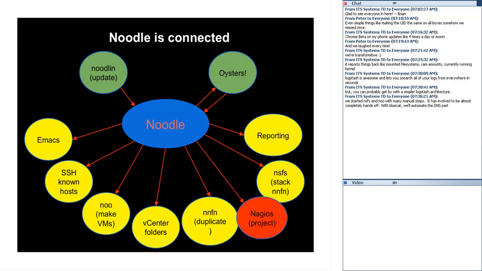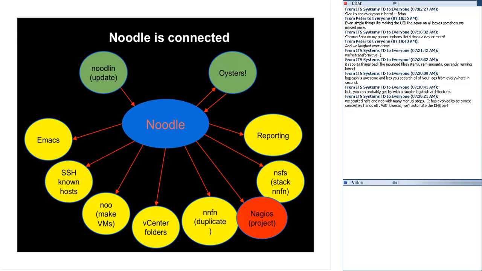We use it, as I mentioned earlier, with new, our tool to make new VMs, and part of the way that new works is it asks Noodle how many CPUs should this VM have, and how much RAM should it have, and how much storage. So it uses that information to decide how to get the VM set up.